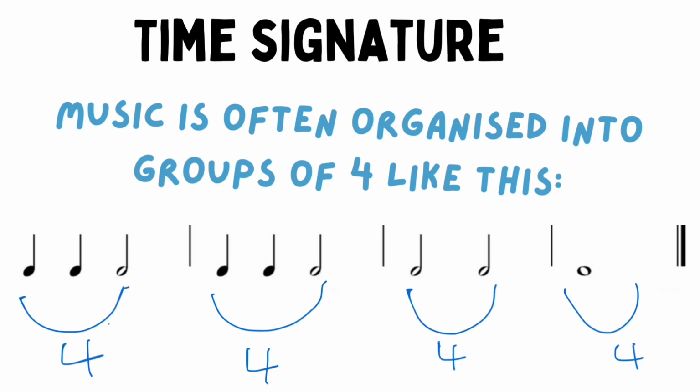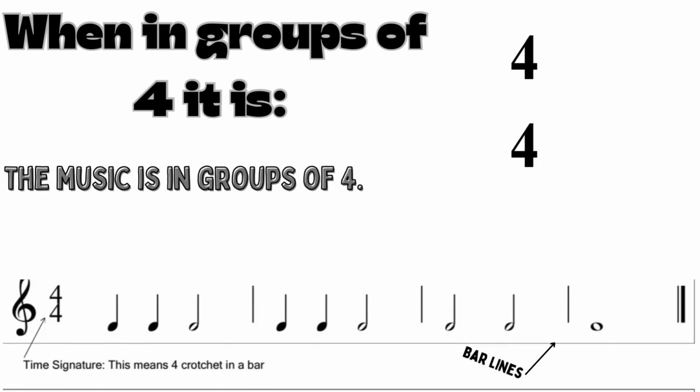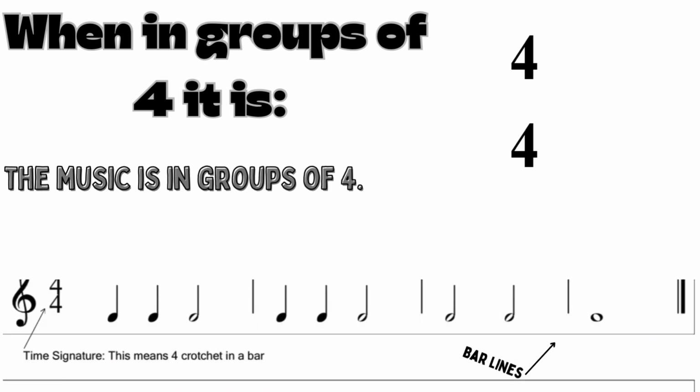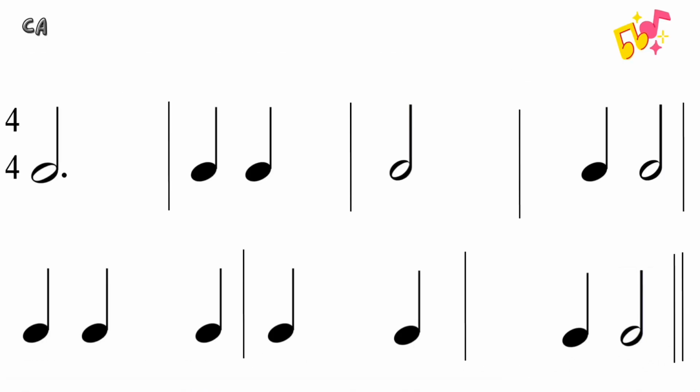Now the time signature of music is when music is organised into different groups. So in this case, it will be organised into groups of 4. So when the music is in groups of 4, it will be in 4/4 time, and it will be separated by bar lines like you can see here. And each bar will equal 4 beats.